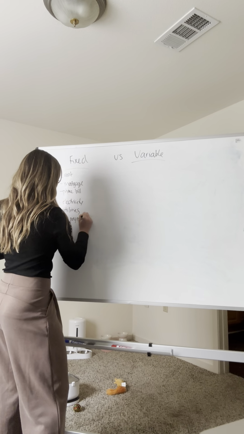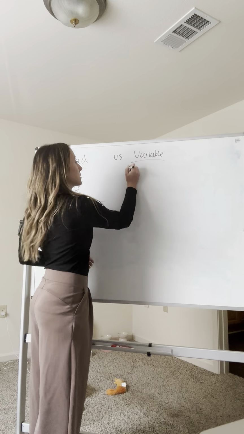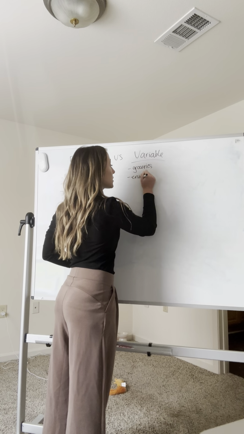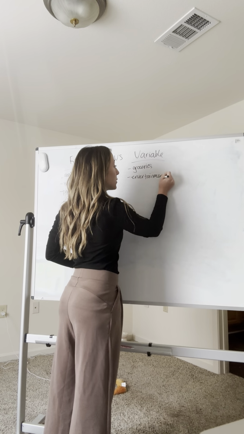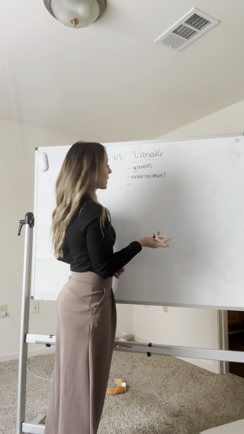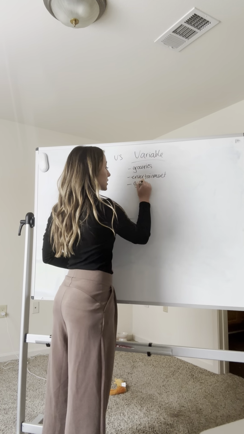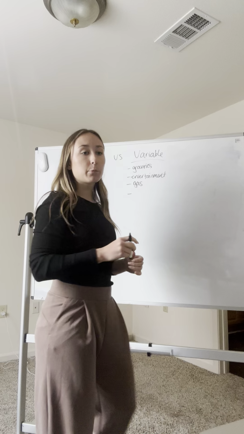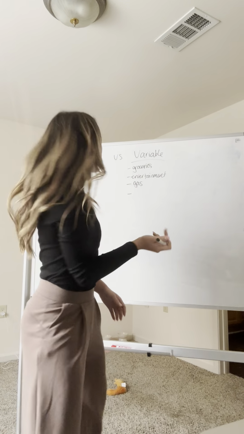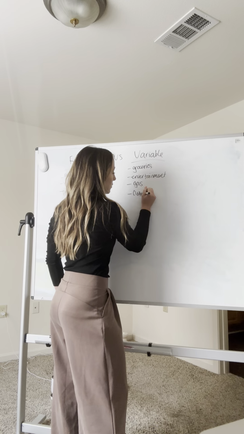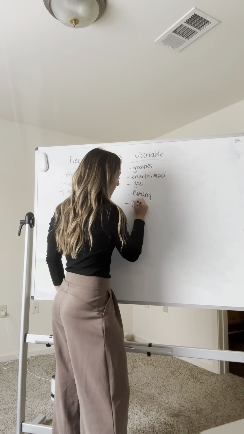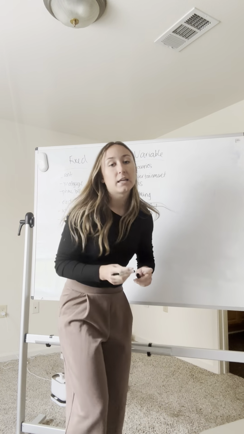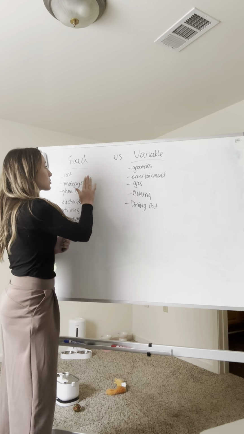Now, what about variable expenses? Groceries, entertainment. Maybe one month you want to go bowling and the next you want to go to the movies. That can change. Gas. Gas is an expense we will always have, but it tends to change. Another variable expense could be clothing, shopping. And then we could say dining out, which you could say goes hand in hand with groceries, but so that's the difference between a fixed and variable expense.